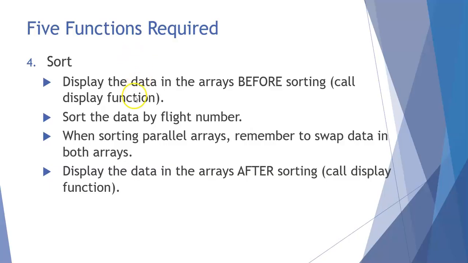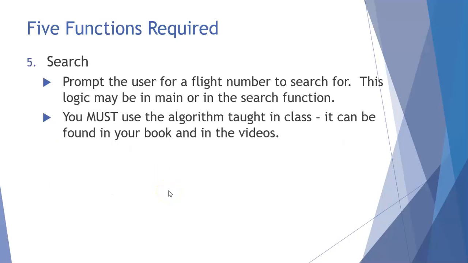A couple things here. Display the data in the arrays before the sort, so call your display function. Then sort the data by flight number. But remember that when you're sorting parallel arrays, you have to sort the data in each of the arrays. So first, perform the swap on the flight number array, and then perform the swap on the passenger number array. And then last, display the data after you've called the sort, because you want to prove that the sort actually worked correctly.